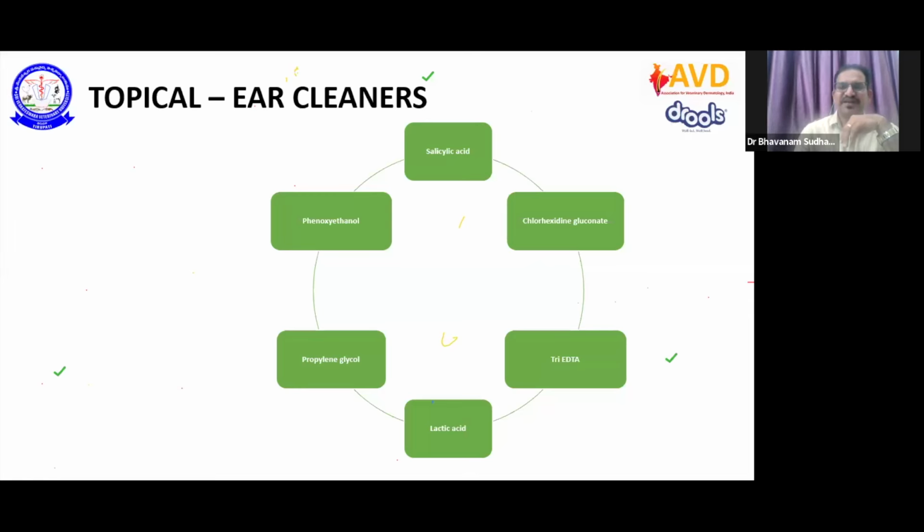Next, when you get a mite infestation, there is always a possibility of ear infections too. To avoid this, we choose products which contain salicylic acid, chlorhexidine, tris-EDTA, lactic acid, propylene glycol and phenoxyethanol. Any product which contains these, you can choose. The only caution here is that we need to check whether otitis is externa, media or interna. Most important, you need to check the eardrum. If the eardrum is intact, it's okay. Otherwise, we have to choose the proper ear cleaner based on that.